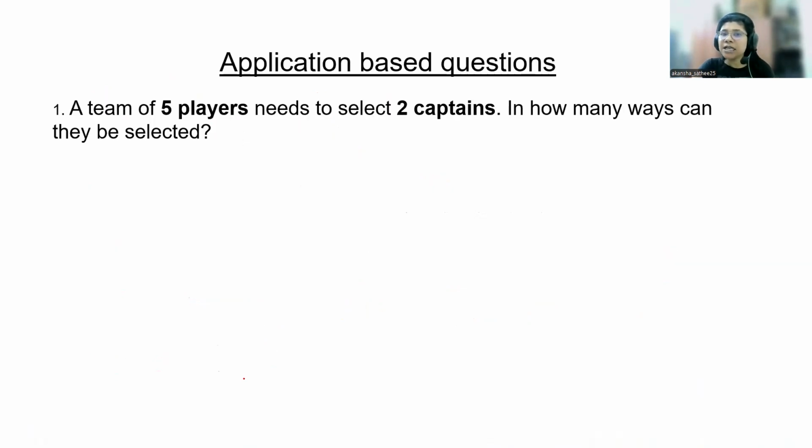Now some application based questions. So suppose, as you can read over here, a team of 5 players needs to select 2 captains. So in how many ways can they be selected? Try to understand the problem. So again, you need to find out in how many ways they can be selected.